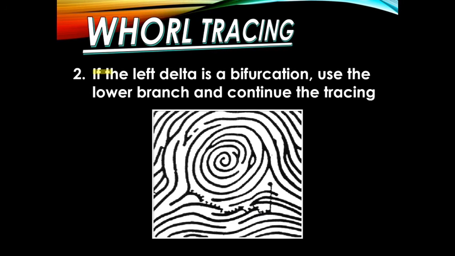So if the delta is a bifurcation, take note. It says here, if the left delta is a bifurcation, use the lower branch of the bifurcation, or the lower fork, and then continue tracing.